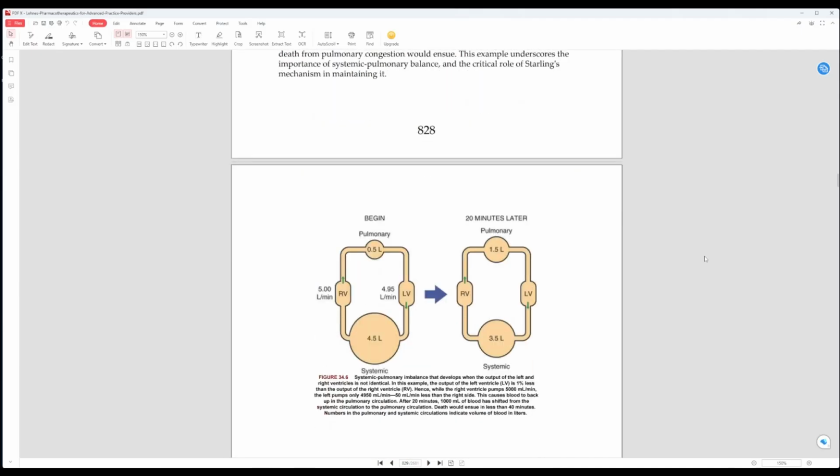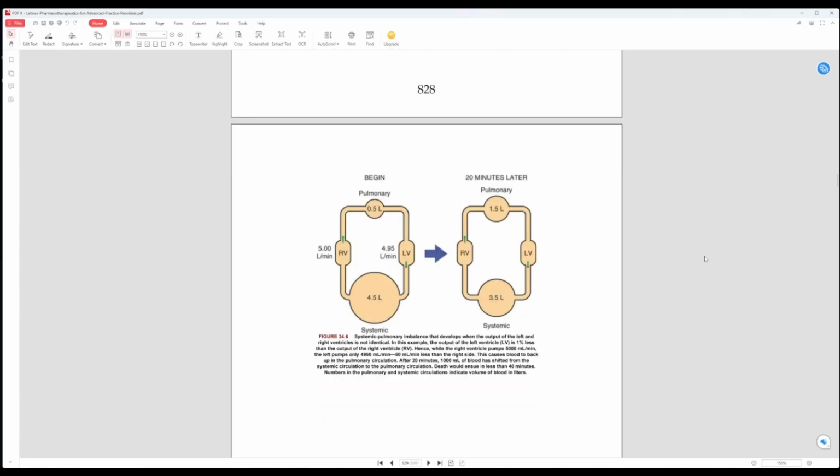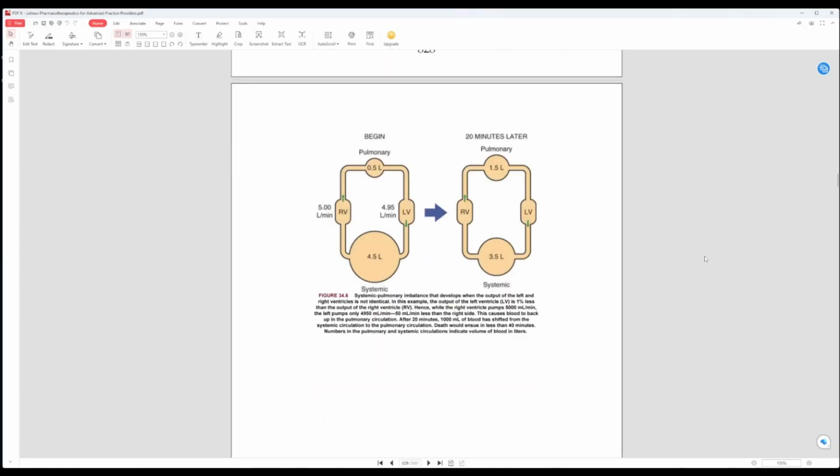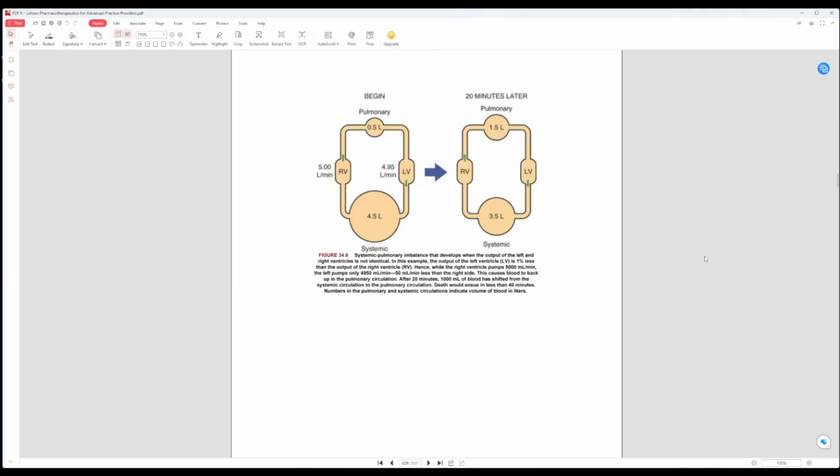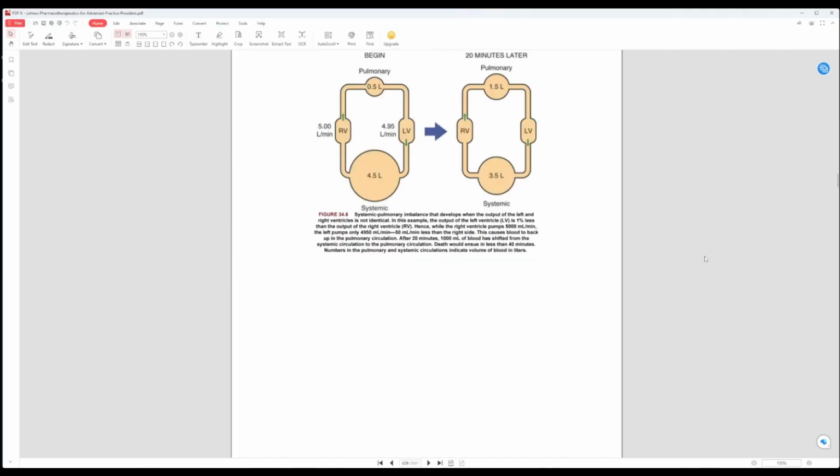So here you're taking a picture of how that shift could occur in picture form. Again, if I'm ever going quickly, just hit pause.